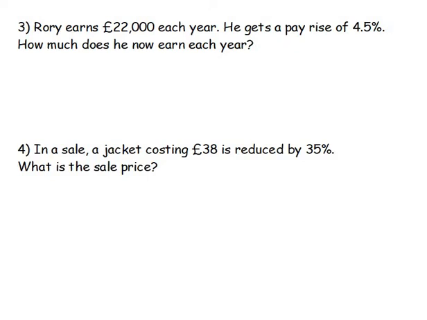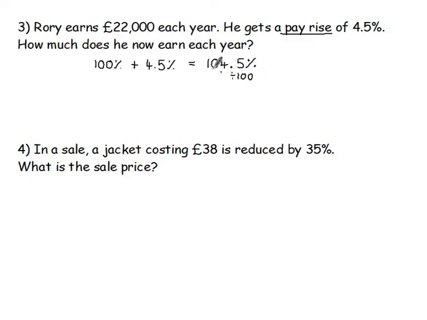Question three then. Rory earns £22,000 each year. He gets a pay rise of 4.5%. How much does he now earn each year? So pay rise is the same as an increase, so we're increasing it by 4.5%. So start with our multiplier. We have 100% always, and we're increasing, so we're adding on that 4.5%. 100 add 4.5 gives you 104.5%.